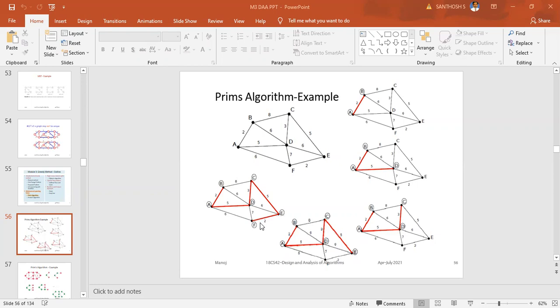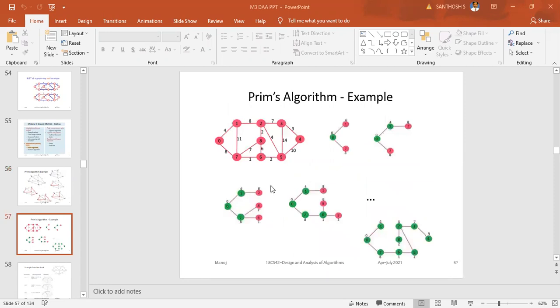Once you finish, you have to check whether all the vertices are there in your graph. How many vertices are there? A, B, C, D, E, F. So B to A to D, D to C, C to E, and E to F. Everything has been listed here. Understood? So this is Prim's algorithm.